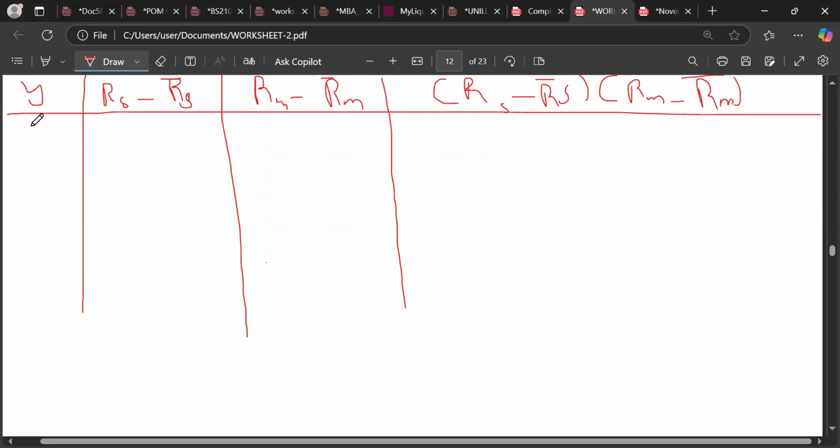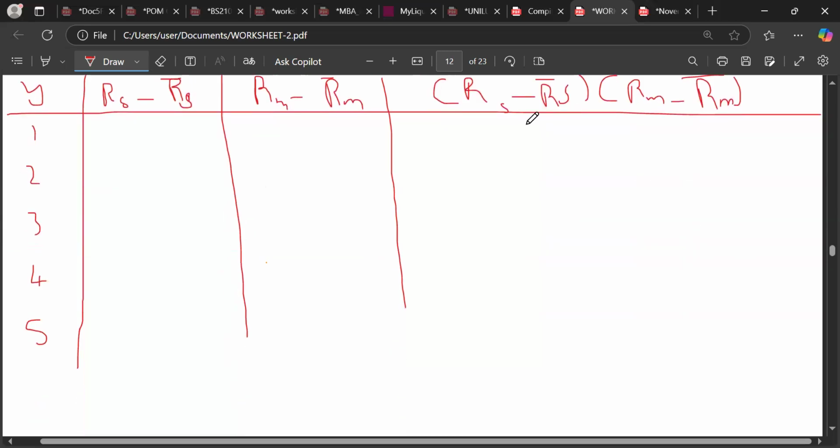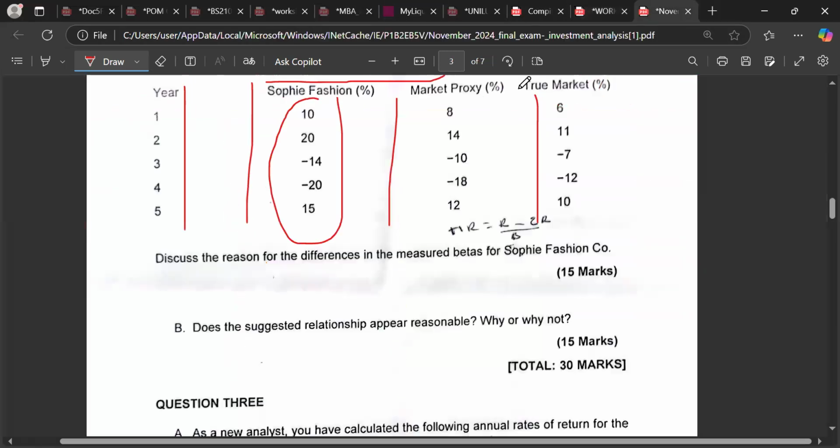So we're going to start with year 1, year 2, year 3, year 4, and year 5. Now let's find our individual returns. We already have our returns for SOFI given to us. So the first one is 10 minus 2.2.